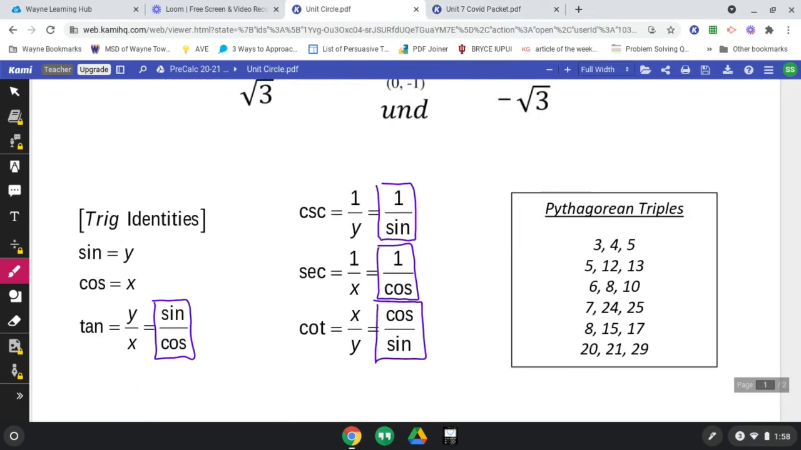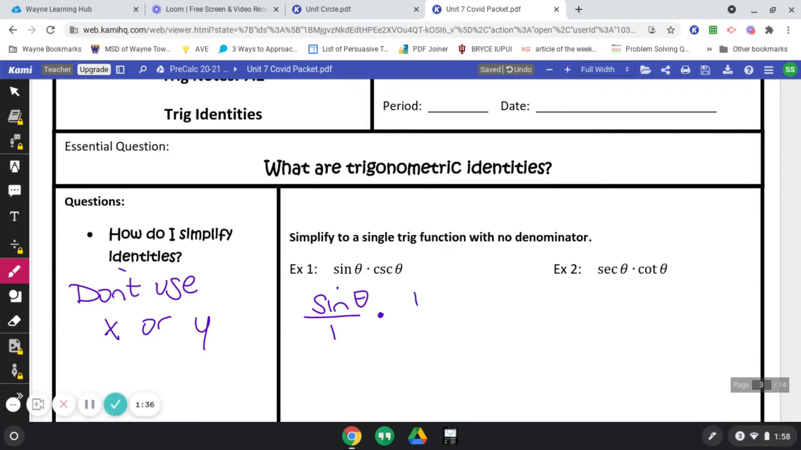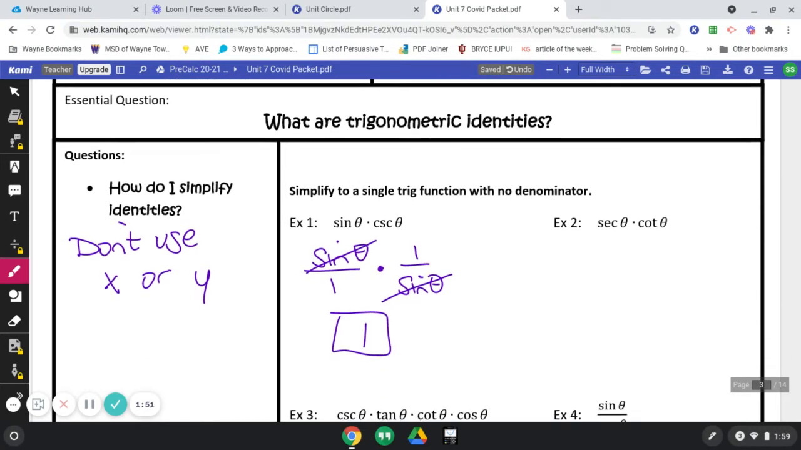All right, now for cosecant. You can see at the bottom of your unit circle, it says that cosecant is equal to 1 over sine. That's what we're going to write for cosecant, 1 over sine. Then because I'm multiplying, I can actually cancel. Sines cancel, one on top of the other. And 1 divided by 1 gets me a final answer of 1. So that's what we mean by simplify to a single trig function with no denominator.